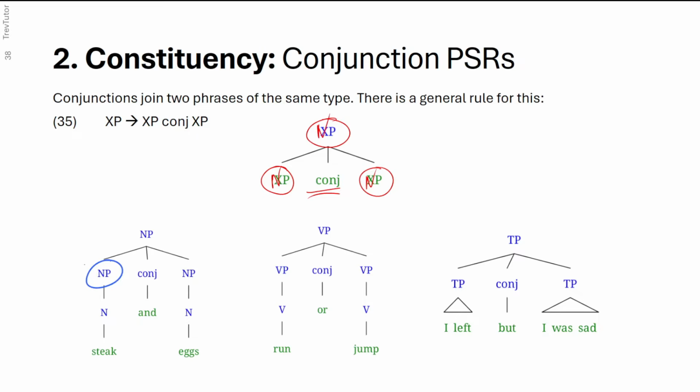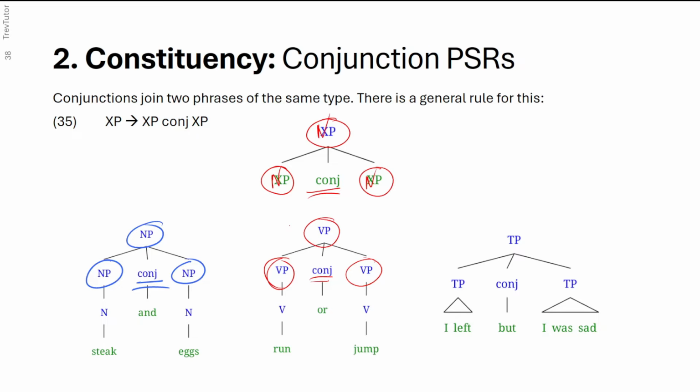We see the noun phrase "steak," we see the noun phrase "eggs," it's being joined with a conjunction, and that just becomes a bigger noun phrase. We can do that with verb phrases too, adjective phrases, adverb phrases, prepositional phrases, any type really. So "run or jump." "Run" is a verb phrase, "jump" is a verb phrase. With a conjunction together, we can combine them into a bigger verb phrase.